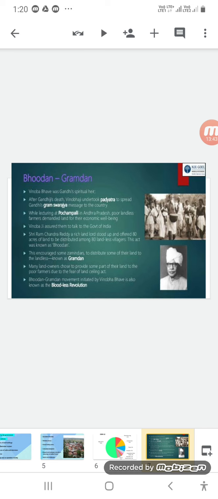Many landowners chose to provide some of their lands to the farmers, not because they were doing any good work, but because of the fear of the land ceiling act. This Bhudan Gramdan movement was initiated by Vinoba Bhave, and it was also known as the bloodless revolution. This was a sort of revolution. The landless villagers also got land, and the villages got developed without any bloodshed, without any struggles or wars. And this movement was known as the bloodless revolution.